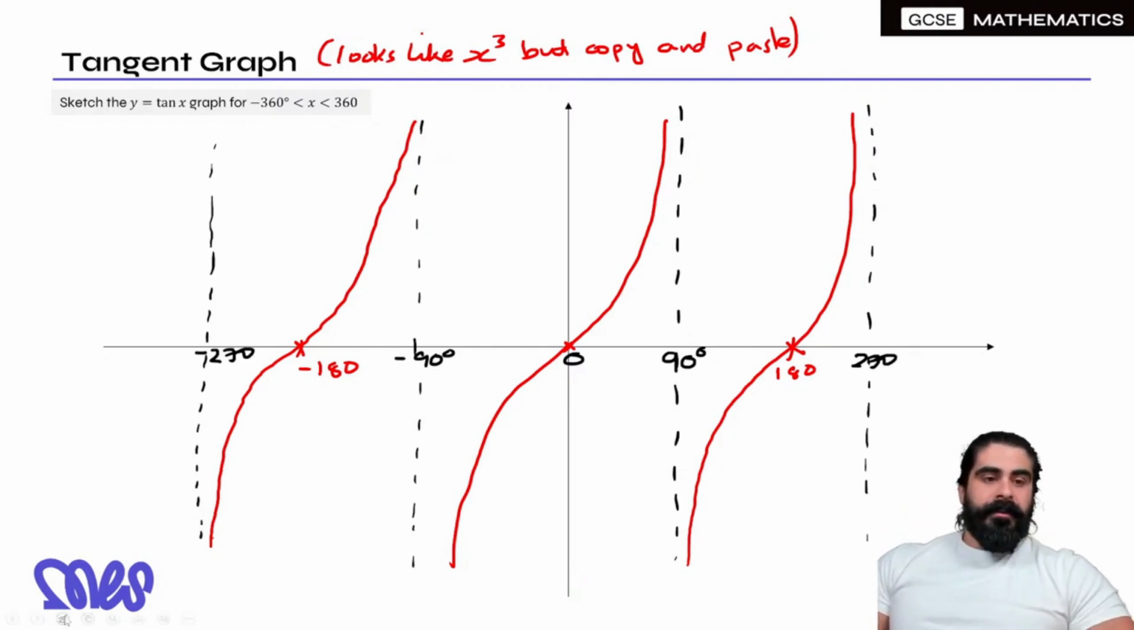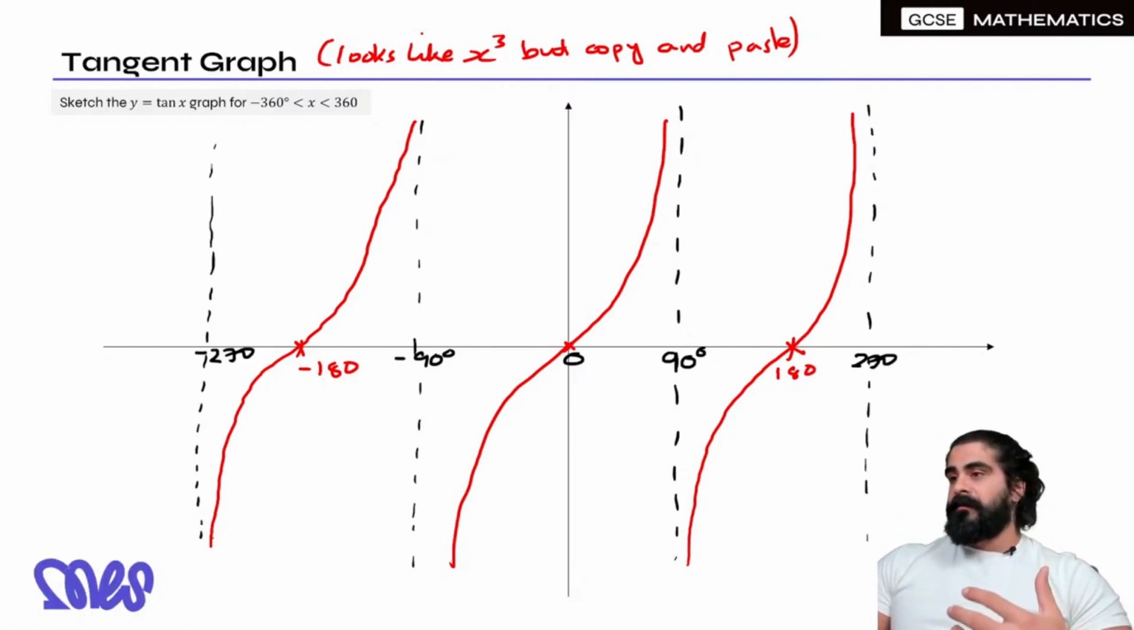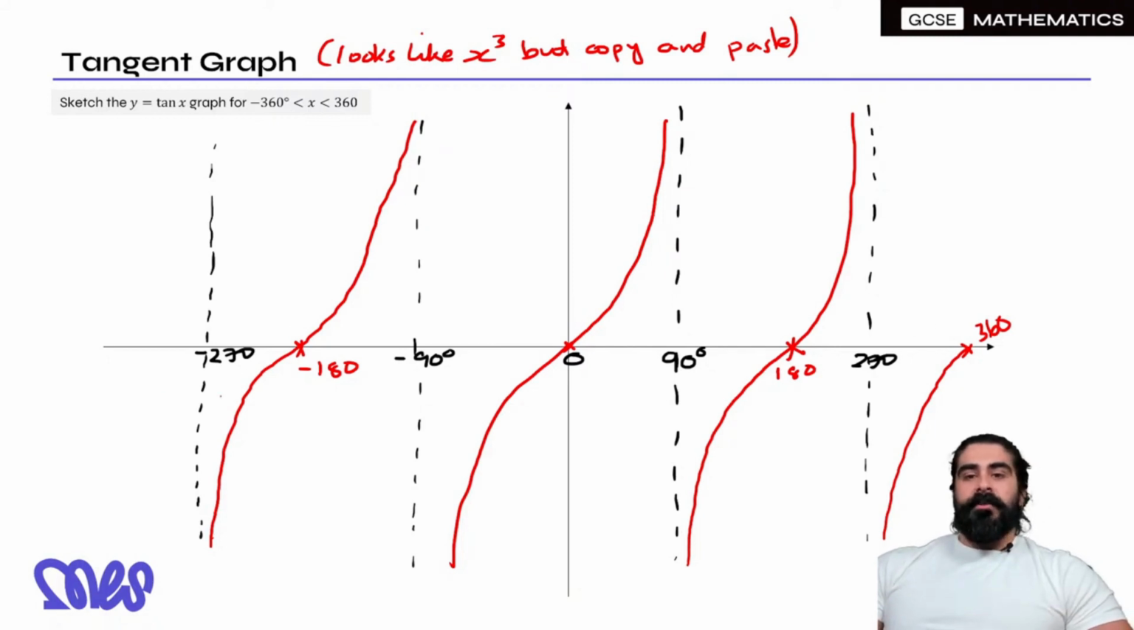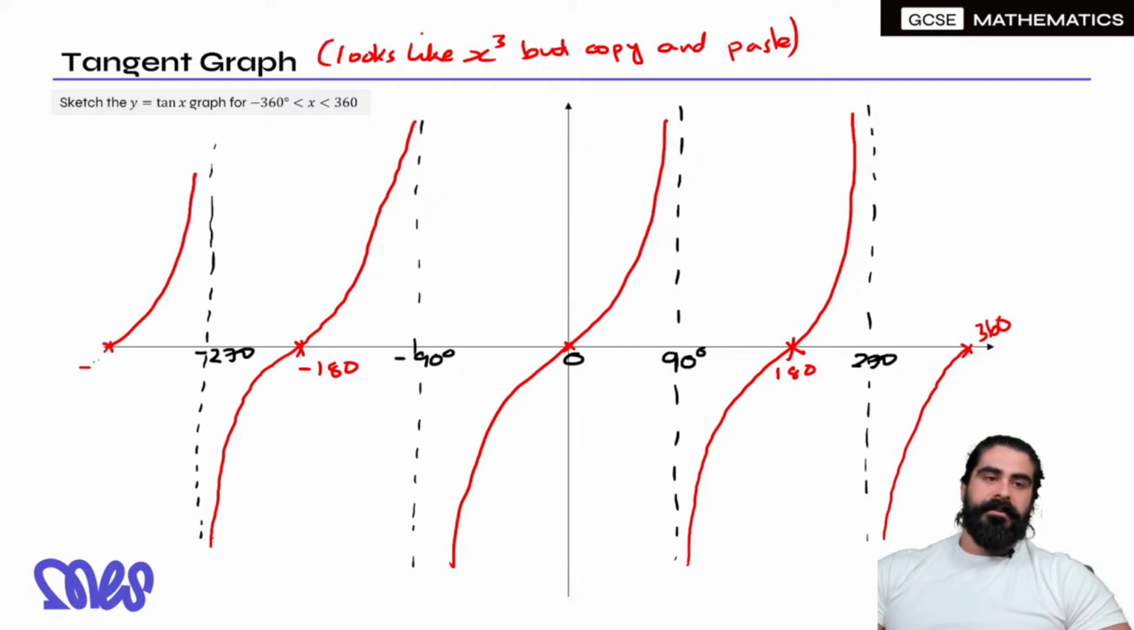Now, we're only going up to 360, which means you do not need to do a full curve. We only need to go up to here, to where it crosses at 360. Because of the way it's shaped, over on this side it's not going to be coming from down. It's going to be the upside version. And that would be minus 360. And there's your tan graph.